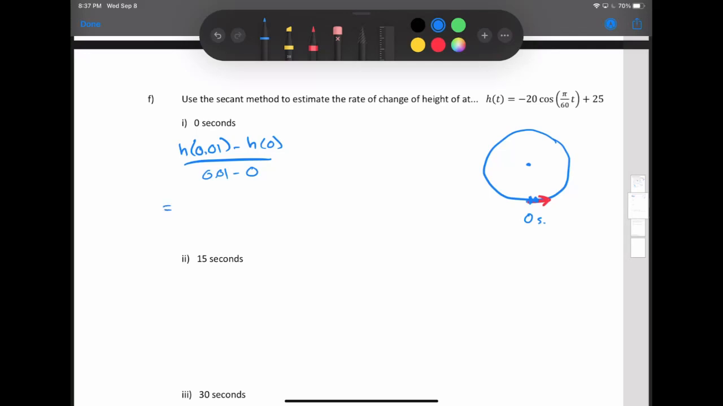So now we have our formula. So this is going to be negative 20 cos pi over 60 times 0.01, plus 25, minus, I'm going to put square brackets around this just to make it a little bit more obvious, minus the same thing at 0, minus 20 cos. Just to save us a little bit of room, when I put 0 into the bracket, pi over 60 times 0 is just 0, plus 25, all divided by 0.01.